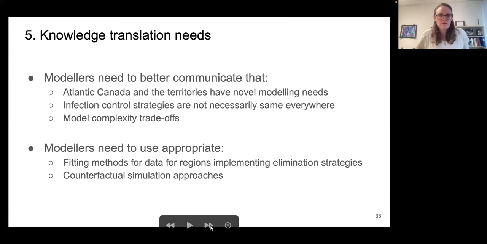Realism is good, but modelers know why we don't always do the most realistic thing. And we need to communicate that with decision makers and people who are trying to interpret and critique models. Models also need to use appropriate fitting methods for regions that are implementing elimination strategies, like the switch model that I mentioned, and also use the appropriate framework for counterfactual simulation.